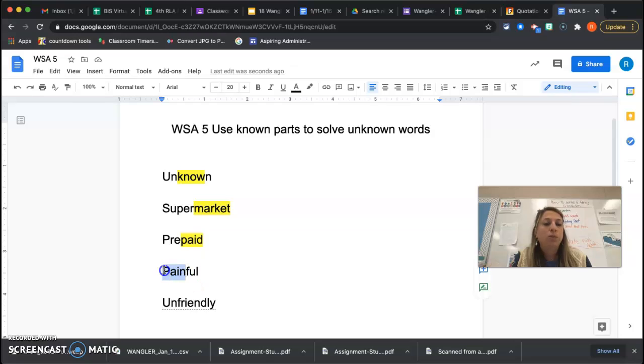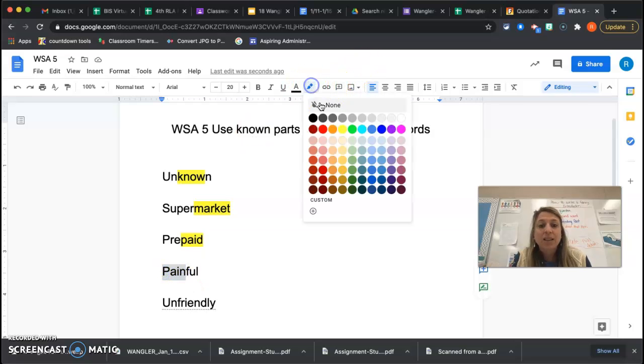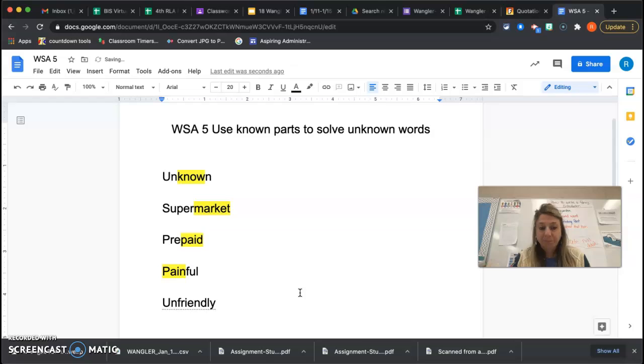We have the root word here, pain. Okay. I know what pain means. It hurts. And then I have the suffix full. And we know that full means like full of something. So painful would be full of pain.